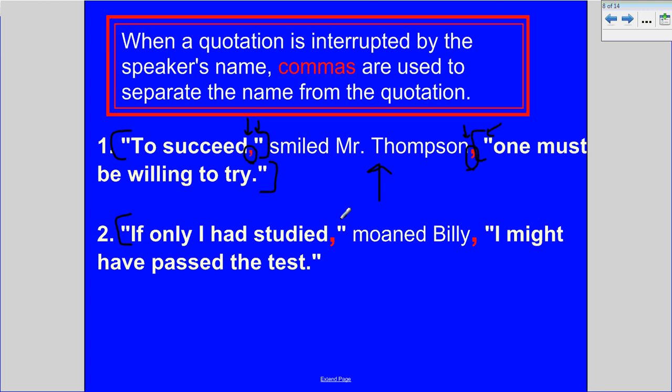"If only I had studied," Billy says, "I might have passed the test." Billy says this: "If I only had studied" must be in quotation marks. He also said "I might have passed the test." That needs to be in quotation marks. Again, our dialogue tag separates the quotation marks, so therefore the comma comes after what was said, but before the ending quotation, and then this comma comes after the dialogue tag, and then this quotation mark starts the new dialogue.